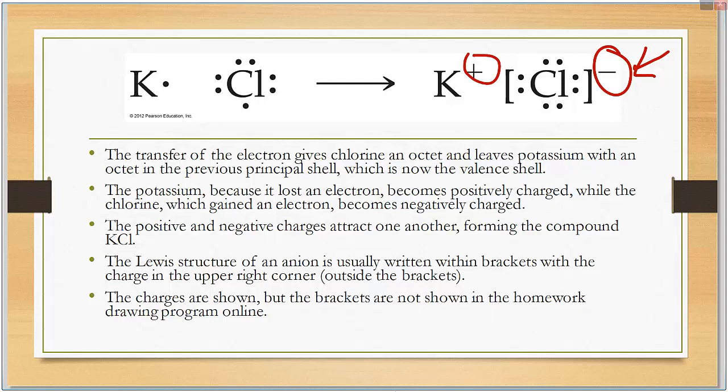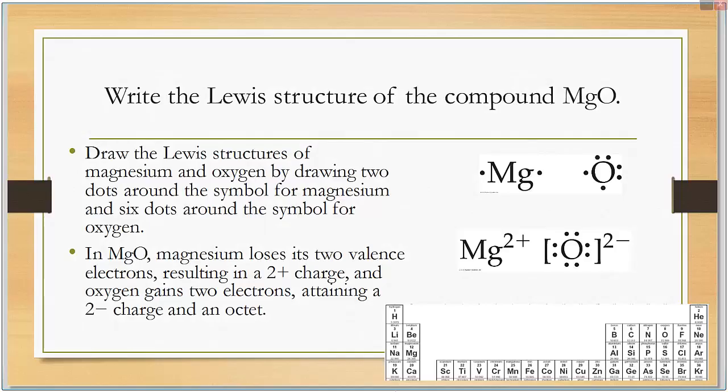So the brackets encompass the electrons. Since potassium doesn't have any electrons around it anymore, it doesn't have anything to encompass. It's just written on the outside.